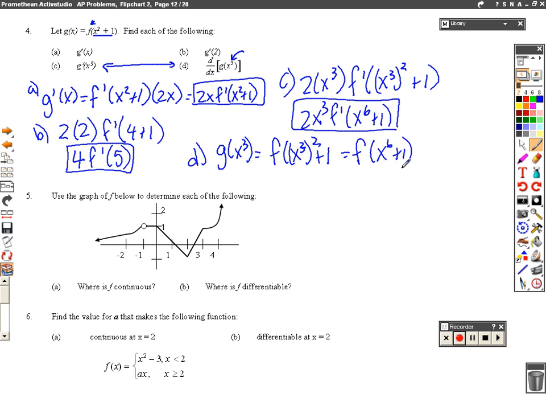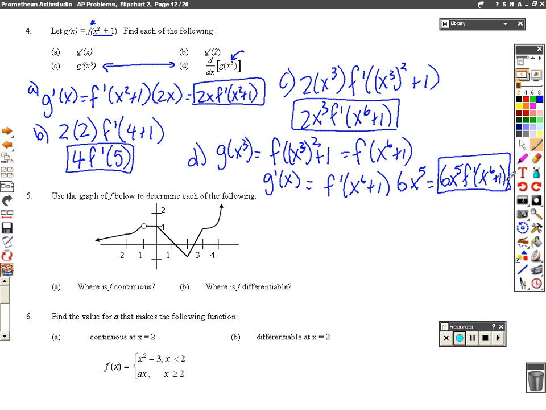Now they want us to go ahead and take the derivative. So g prime of x cubed, I apologize. G prime of x will now be the derivative of this, which is f prime, keep the inside the same, times the derivative of the inside, which is 6x to the 5th. So we can write it all as 6x to the 5th, f prime, x to the 6th plus 1.